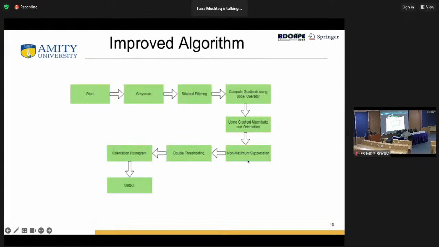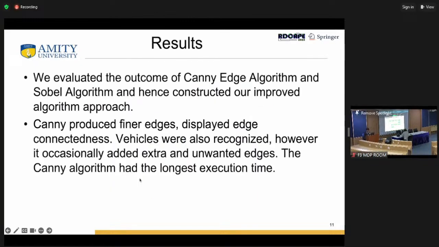We do non-maximum suppression. By non-maximum suppression, what happens? Those weak edges are eliminated. Only the edges which are near the central pixel are counted there, and those which are far are eliminated. And we do double thresholding, as I have mentioned, which detects the weak and the stronger ones and the unwanted ones. And then we do the orientation histogram, and then we give the output.